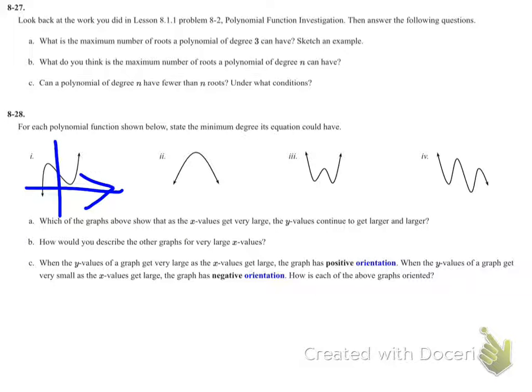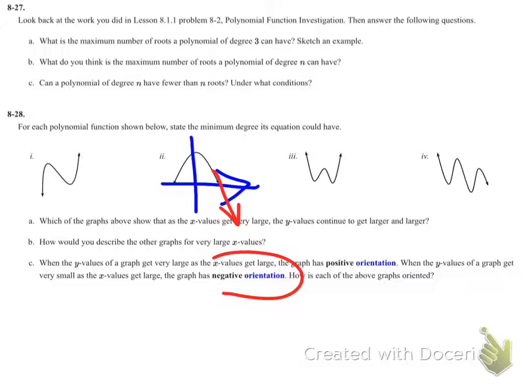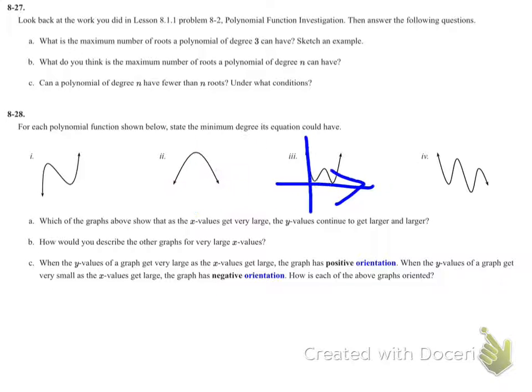If I take a look at this graph, as x gets larger and larger, these y values keep going negative. That is now your negative orientation. Again, looking at the last two examples, the right arrow is going up, so it is positive orientation, and this would again be negative orientation because that right arrow is going down.